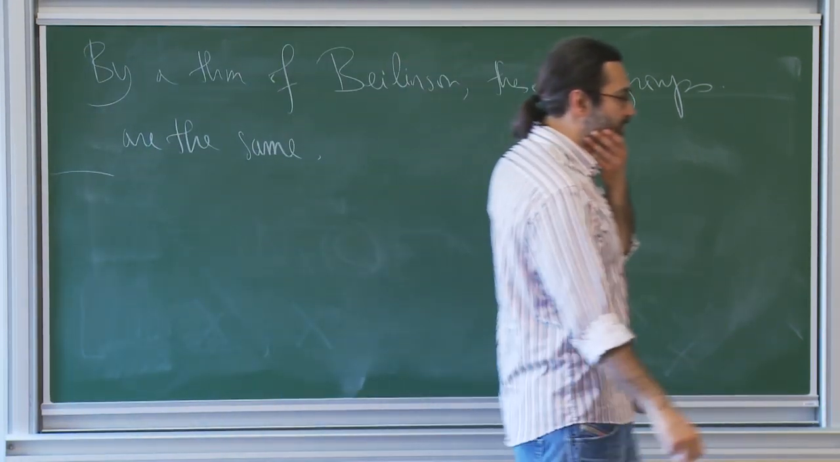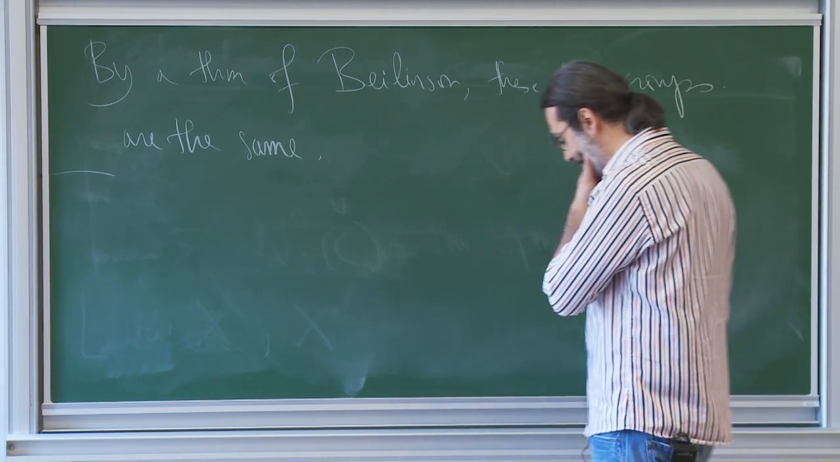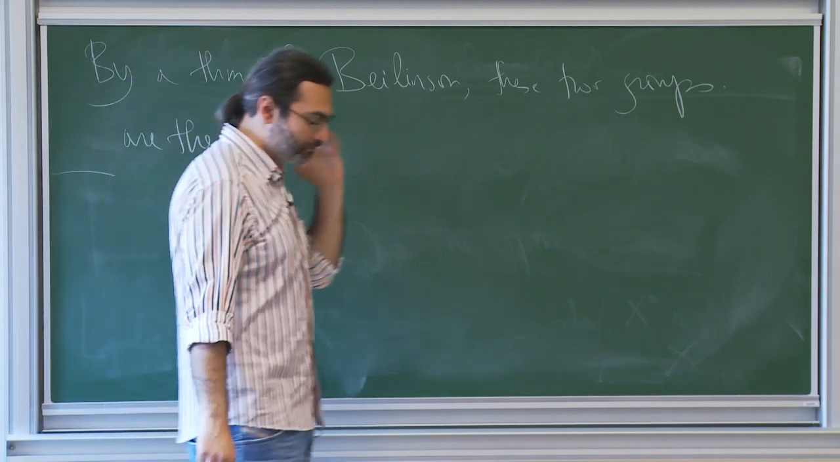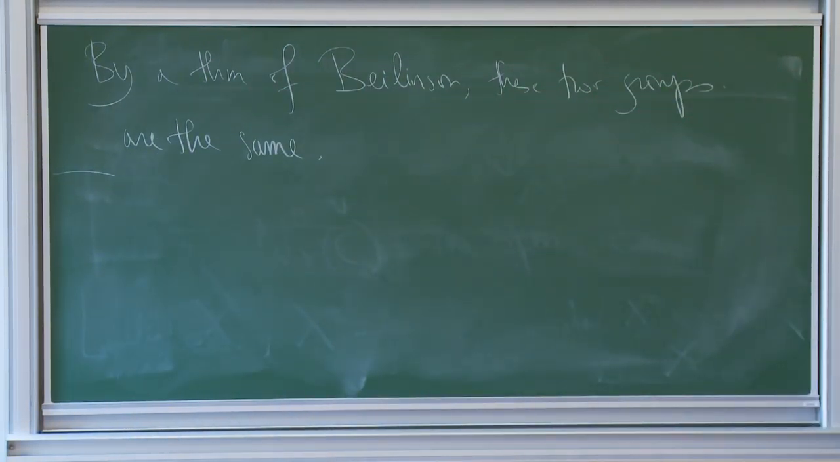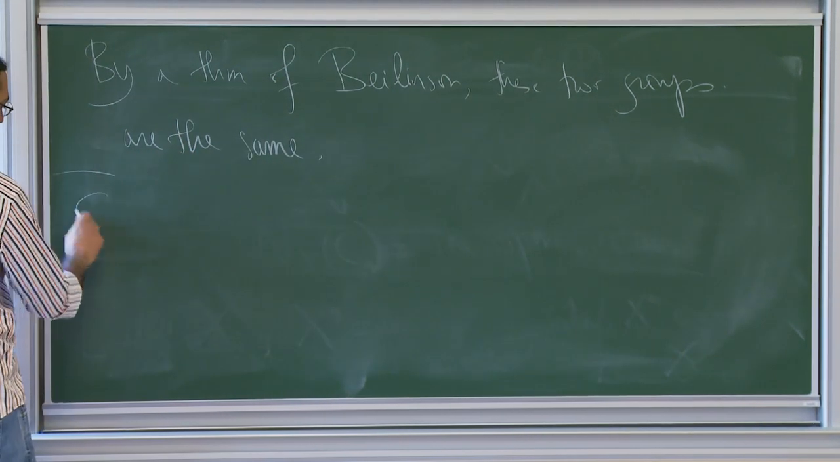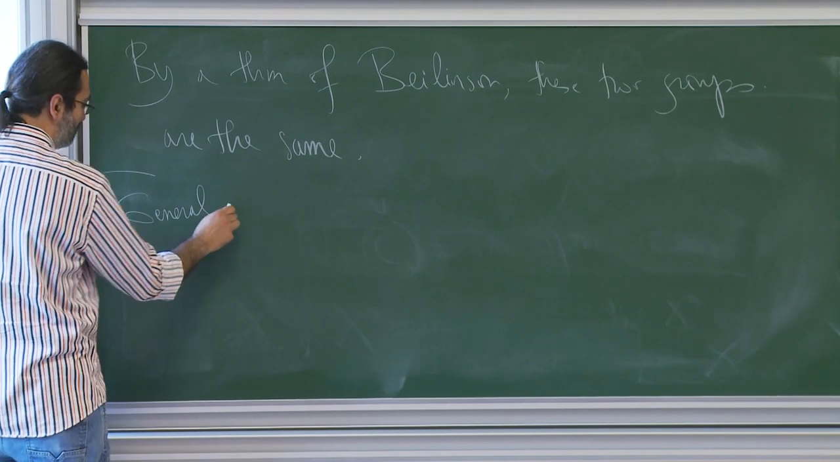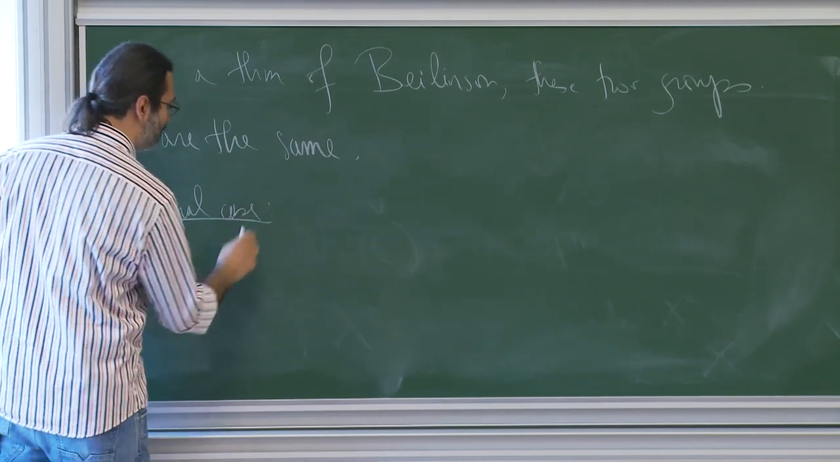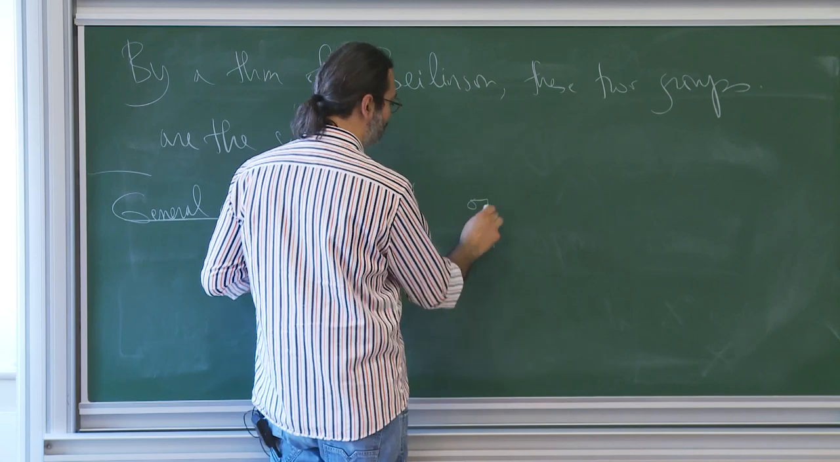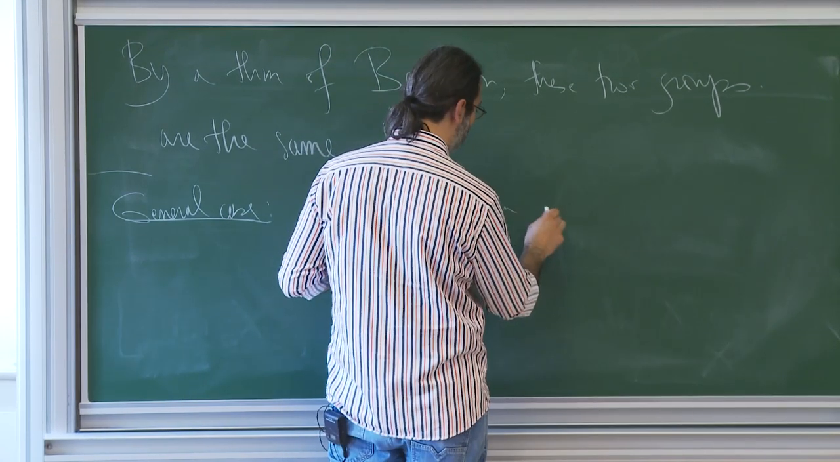The general case is more involved, but again the crucial ingredient is Beilinson's theorem. Here are just a few ideas for the general case. As I said, it's by induction on the length. Let U inside V be the open of length one more and one less.